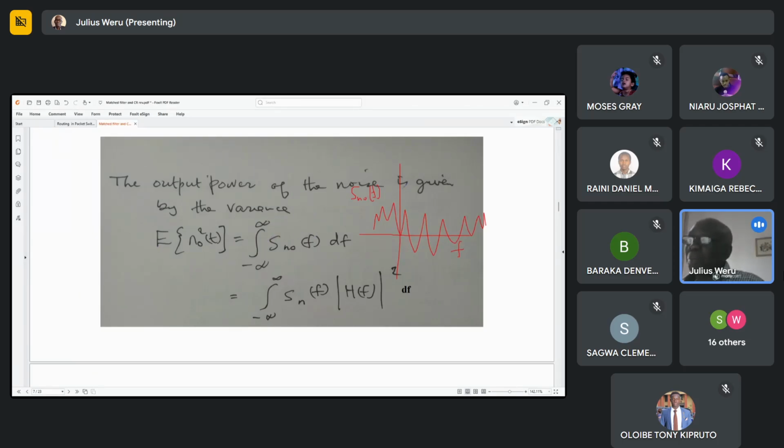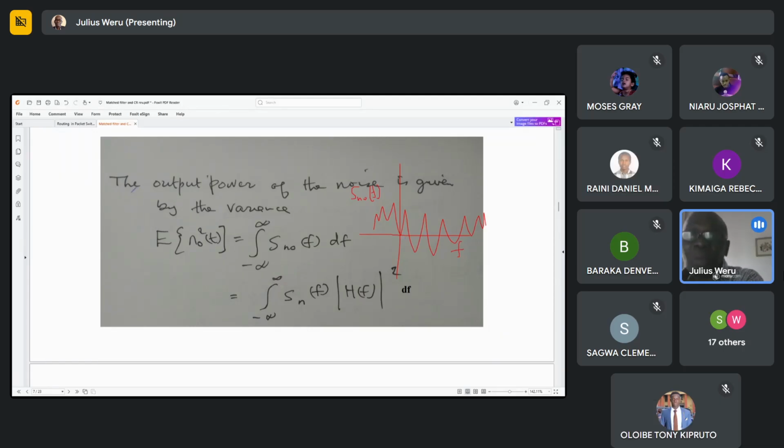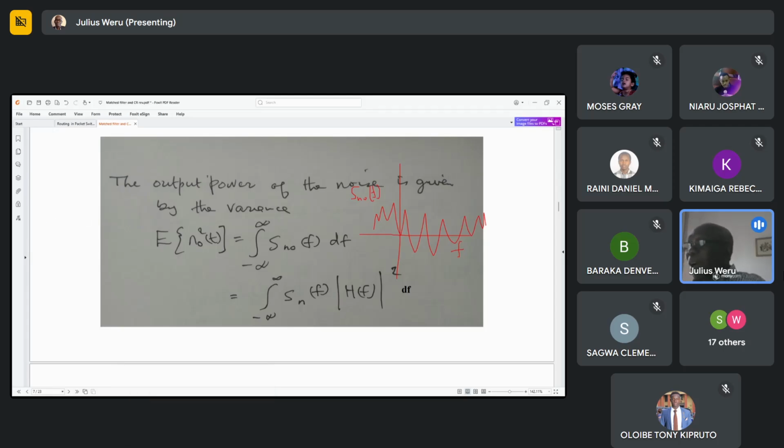If you're using the energy spectral density, then it will give us the energy. But in this case, we are more interested in the power, because we are trying to find the signal to noise ratio, and by definition, that is the power of the signal divided by the power of the noise.